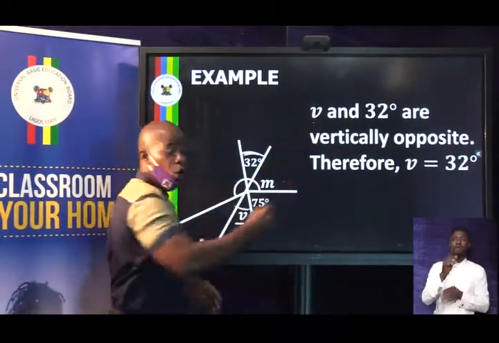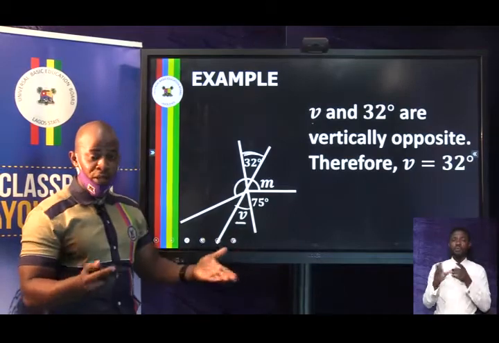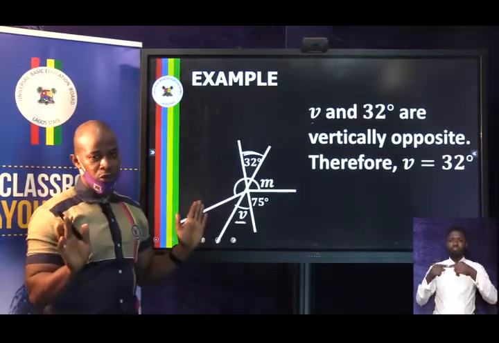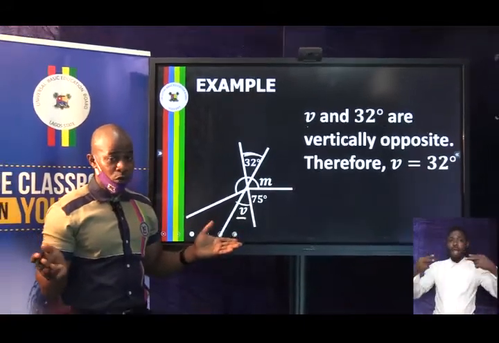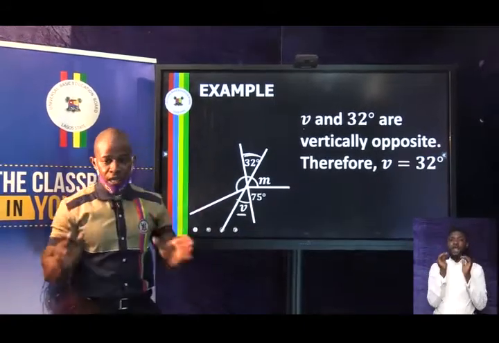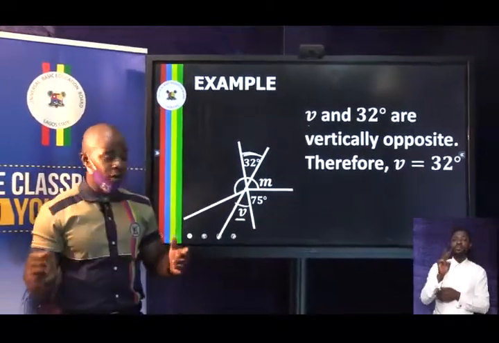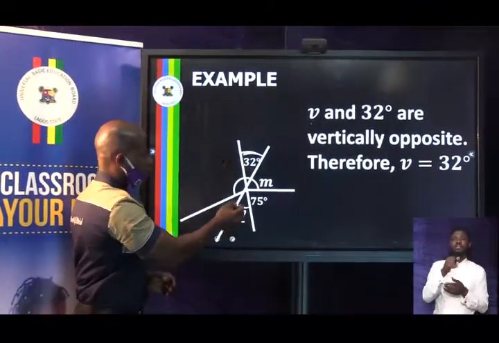V and 32, all you have to do is state for your teacher, V and 32 are vertically opposite angles. And because they are vertically opposite angles, they are equal. And that is just it. That's what we have here. V and 32 degrees are vertically opposite, and because of that, they are equal.